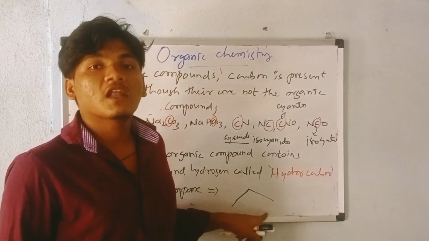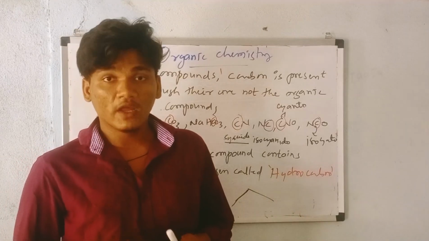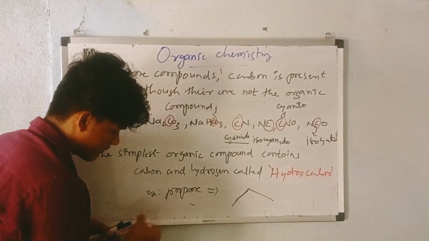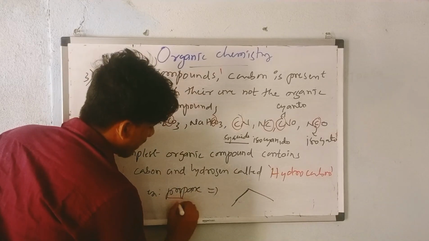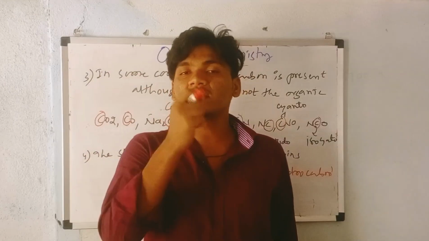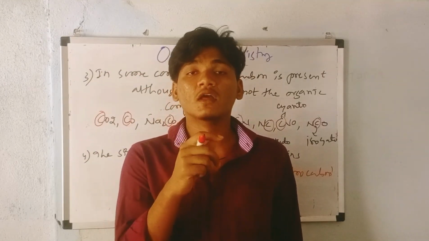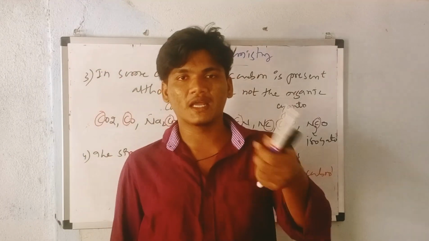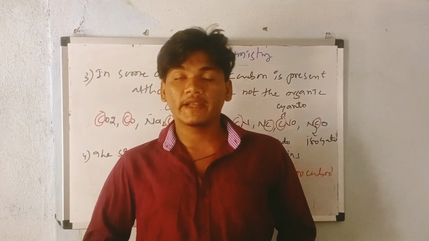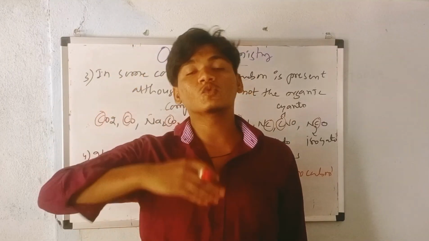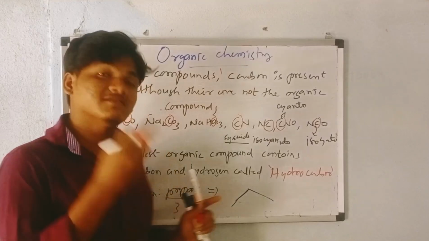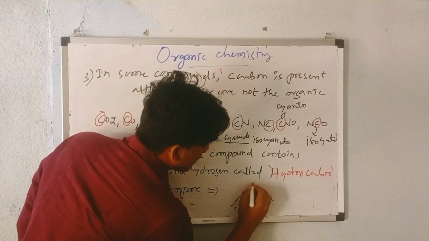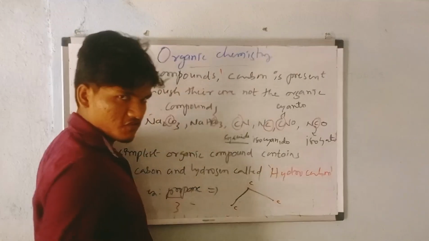Actually it is a line structure. And how we can identify it? Prop means 3 carbons. Meth means 1 carbon, as in methane. You have meth, eth, prop, but, pent, hex, hept, oct, non, dec, like this. Based on the number of carbons you can determine that. So here prop means 3 carbons are present. See here, 1 carbon is here, 1 carbon is here, and 1 carbon is here, right?